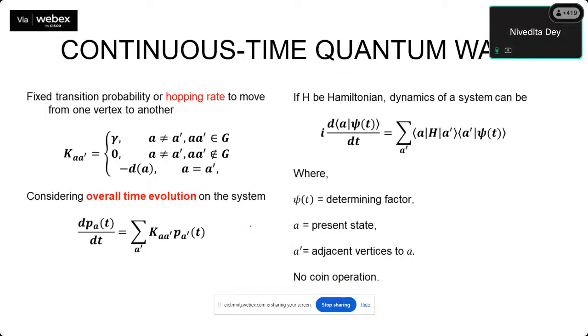And the second type of quantum walk is CTQW. Remember, it's continuous time. That means there has to be some hopping rate, and we want to reduce it as much as possible. So it is affected by a factor gamma, and these are two different adjacent vertices. So how we transition is the case here.